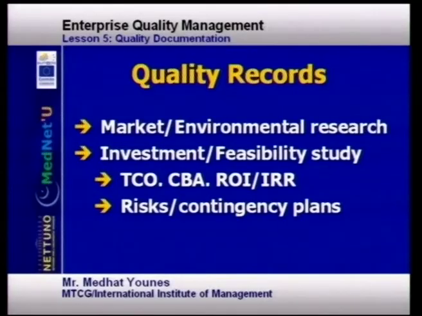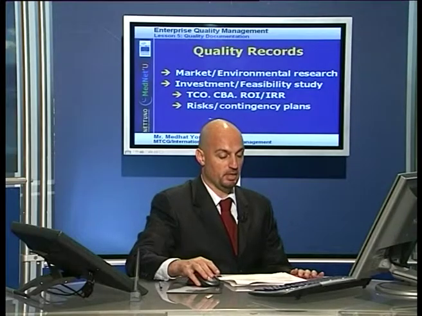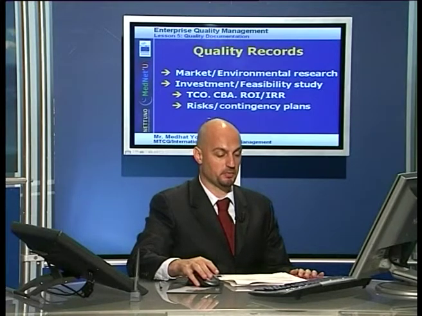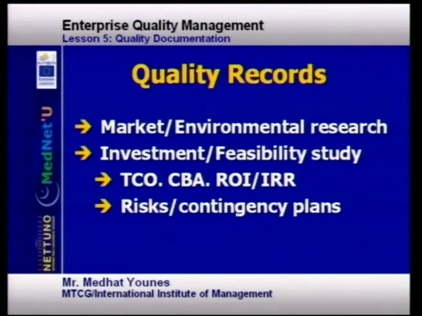Once you have developed the quality system manual, the remaining documentation that you need to maintain is what we call the quality records. There are about 20 to 22 types of quality records. The purpose of these records is to provide objective evidence of the conformance to a quality system standard or quality system requirements.